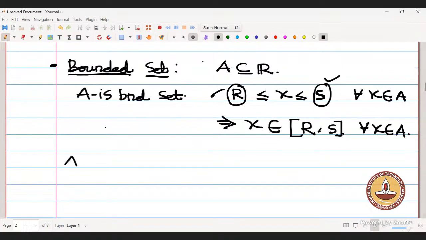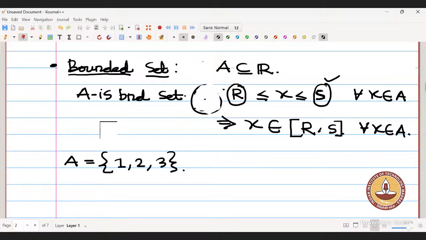Suppose you take this set 1, 2, 3. Sir, are R and S included here? It doesn't matter. If you don't want to include them, then you can always take some lower number. You can replace R with R minus one. It's not a big deal.